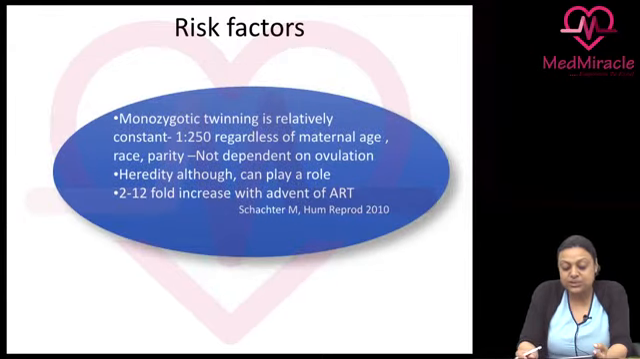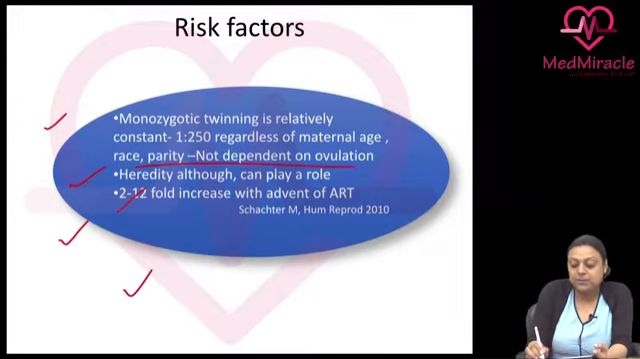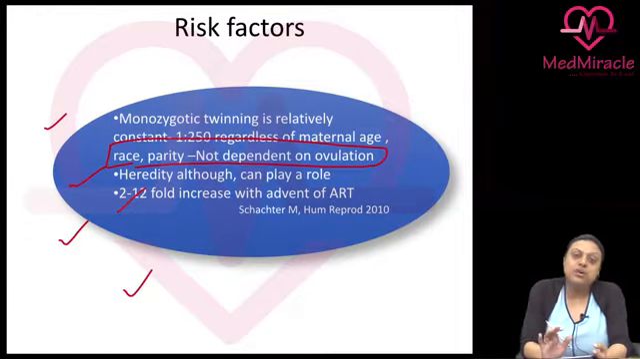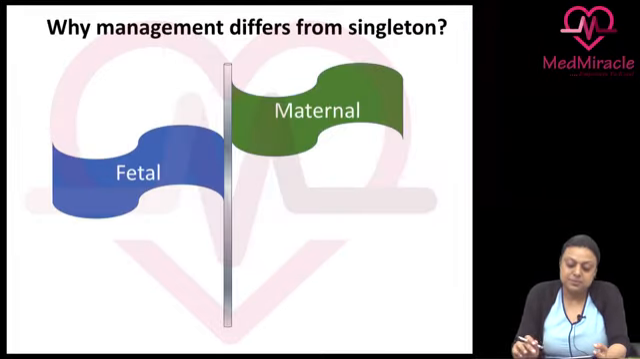Then monozygotic twinning is relatively constant at 1 in 250. However, monozygotic twinning is not dependent upon ovulation. It is a constant phenomenon of 1 in every 250 pregnancies.